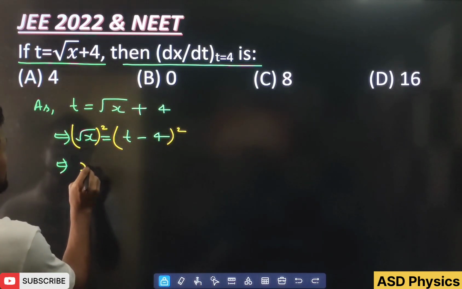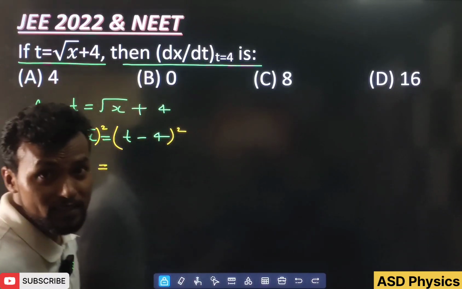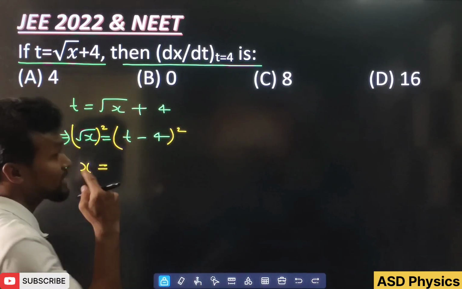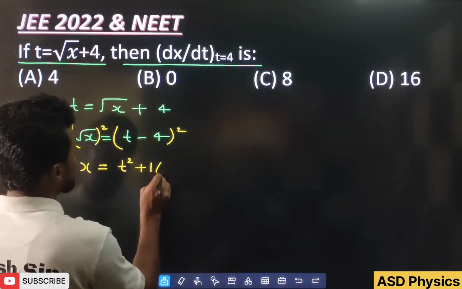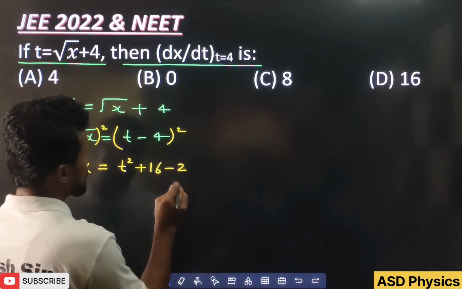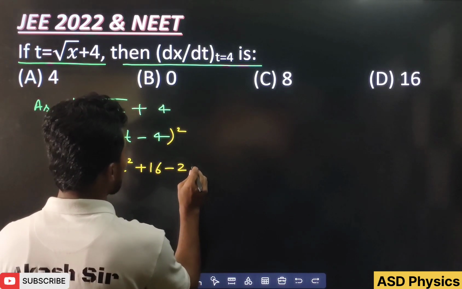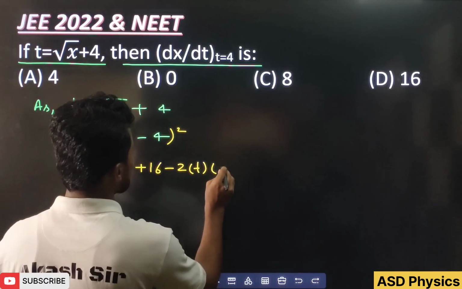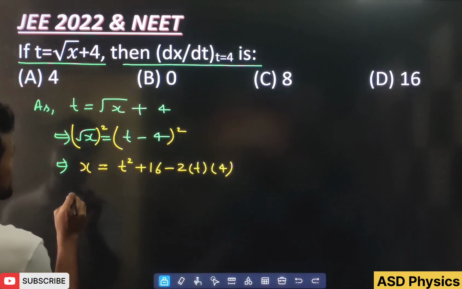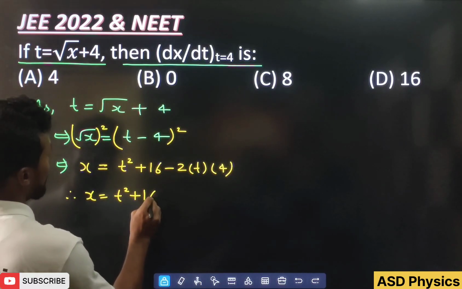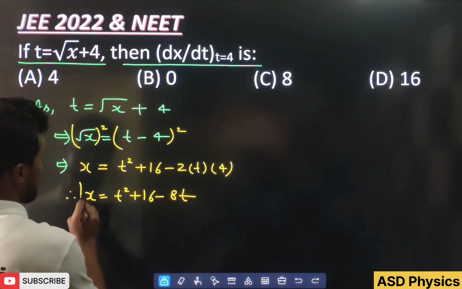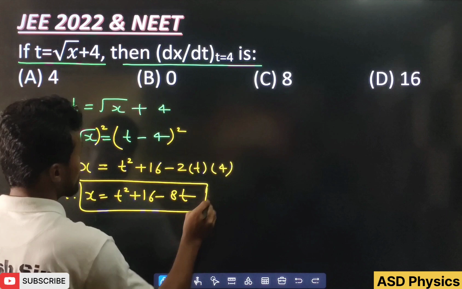Okay, so what will happen here? This x equal to t minus 4 whole square. Formula: a minus b whole square equals a square plus b square minus 2ab. So it will go here: t square plus 16 minus 2ab. So a is t, and b is 4. Okay, so what is coming here, students, we can write x equal to t square plus 16 minus 8t. This is the function we have got here.